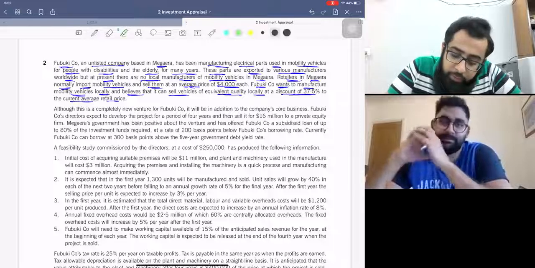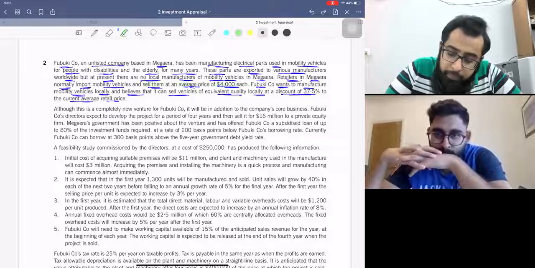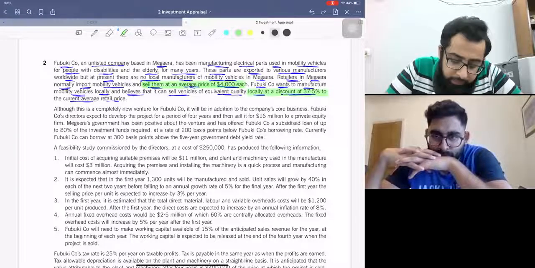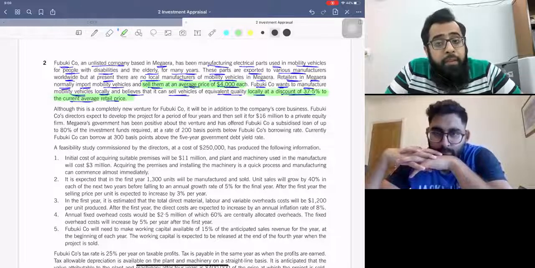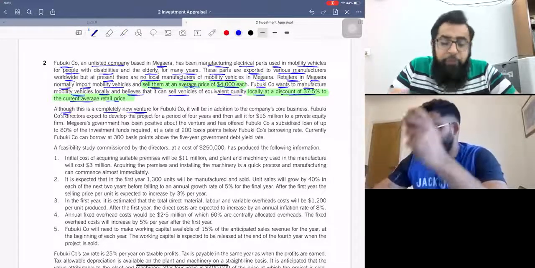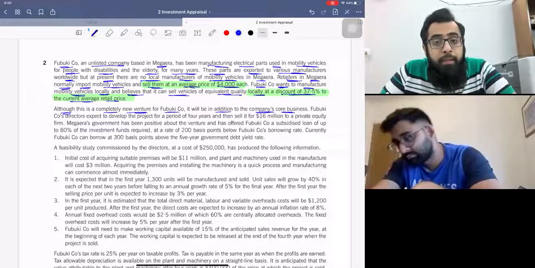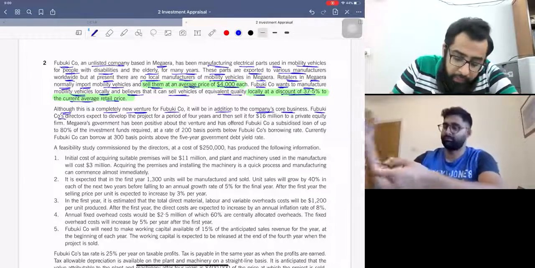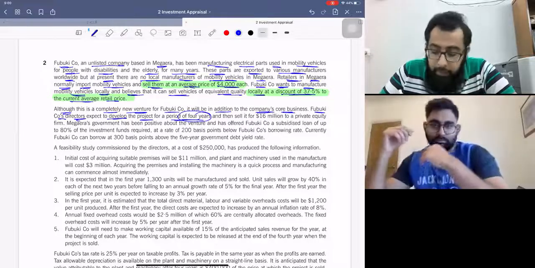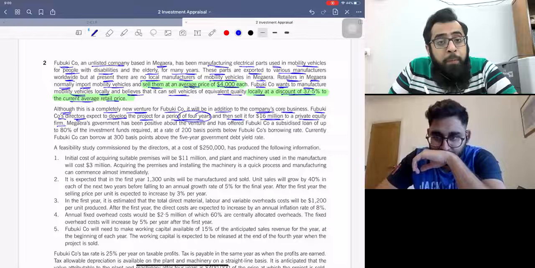Now the current average retail price is $4,000. And they believe that they can sell it locally at a discount of 37.5%. Although this is a completely new venture for Fubiki company, it will be in addition to the company's core business. Fubiki company directors expect to develop the project for a period of 4 years and then sell it for $16 million to a private equity firm.